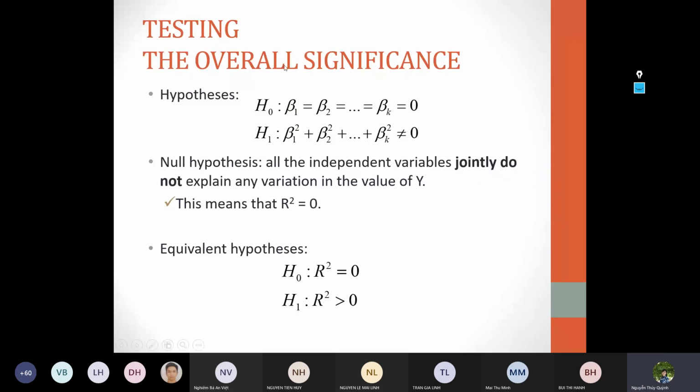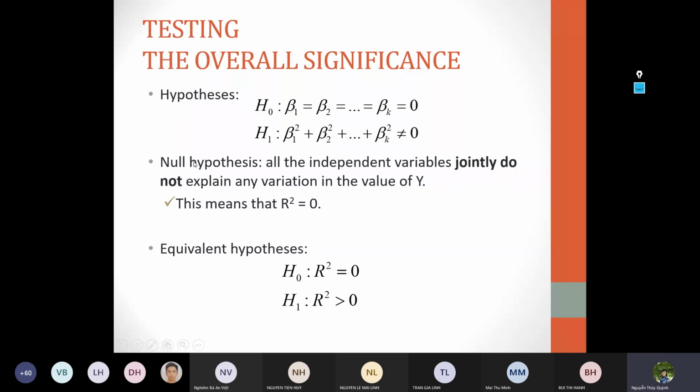Remember that for the test of the overall significance of the model, we do not have the intercept, the constant, in the null hypothesis. We are just testing the slopes of the model, the regression coefficients, not the intercept. That's why we do not have beta 0 here. We are just testing the effect of the independent variables on the dependent variable.